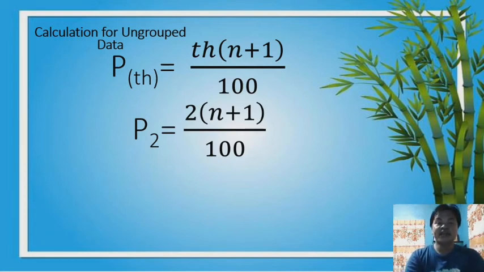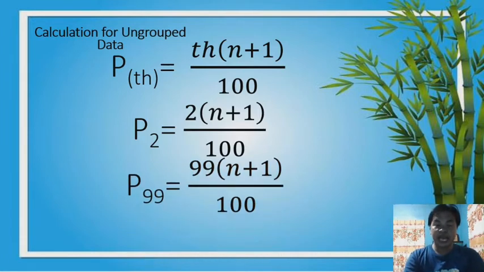So, kung ang hinahanap naman ay 99 or the 99 percentile, so ganito na rin ang formula. So, P99 or the 99 percentile is equal to 99 times n plus 1 over 100. So, nakadepende po yung number o yung small number after the symbol P sa percentile na hinahanap.